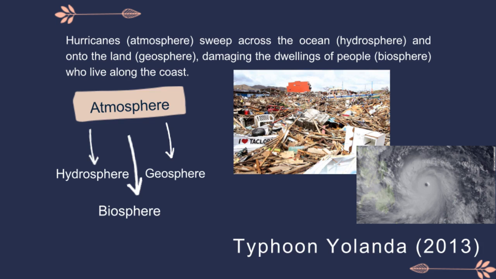Since it can destroy everything in its way, it can be a problem to the people living in its vicinity. It can also affect the hydrosphere since it can create storm surges and can also induce floods. It can also affect the geosphere, for it can create landslides.